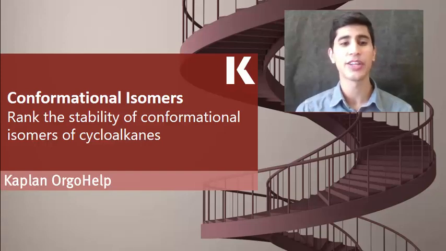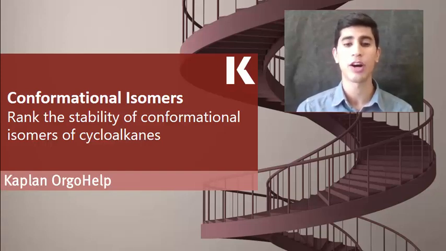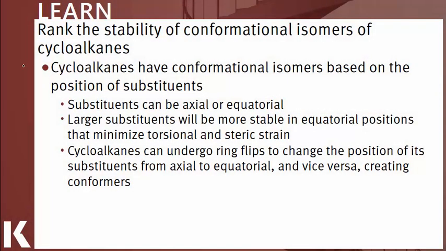Hi, I'm Samir Desai, and in this video I'm going to teach you how to rank the stability of conformational isomers of cycloalkanes. Cycloalkanes have conformational isomers based on the position of substituents. Now when we draw a cycloalkane, we imagine a cyclic structure that looks like this, with the carbons in gray and the hydrogens in white.